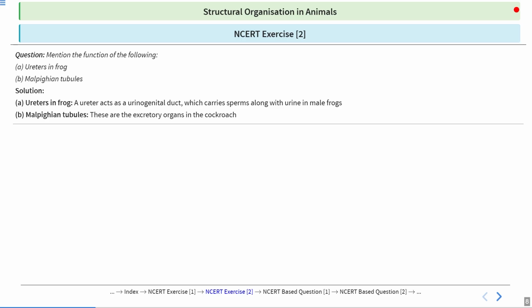Next, B, Malpighian tubule. This is the excretory organ that we see in the case of cockroach.